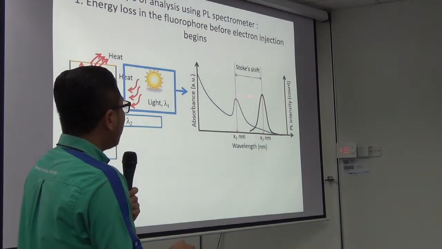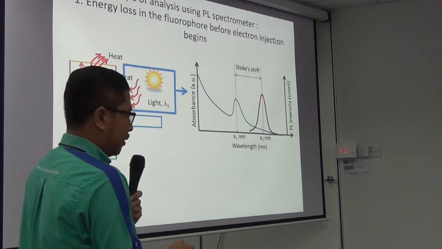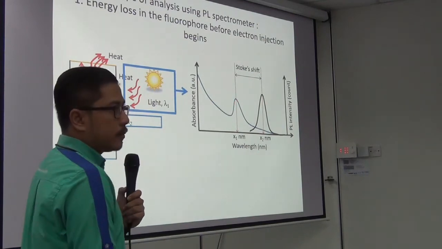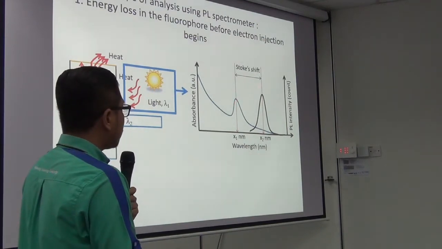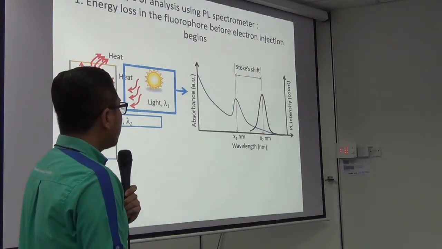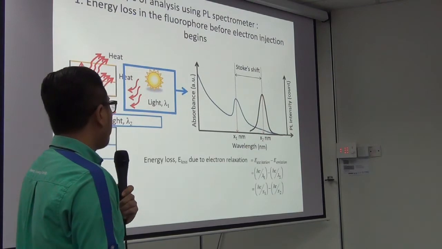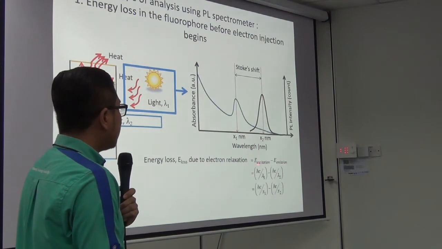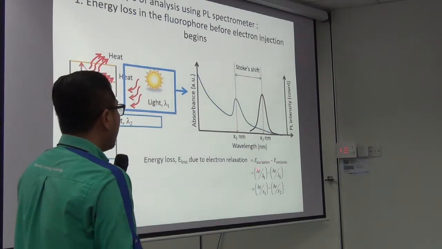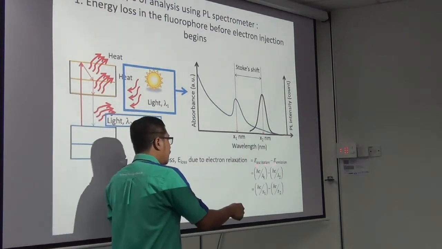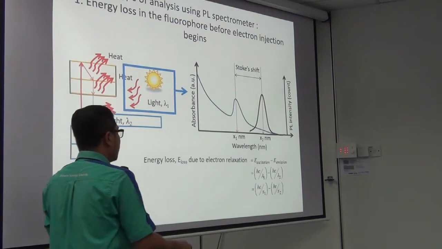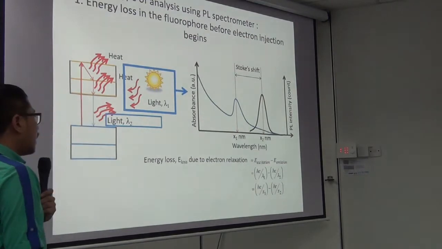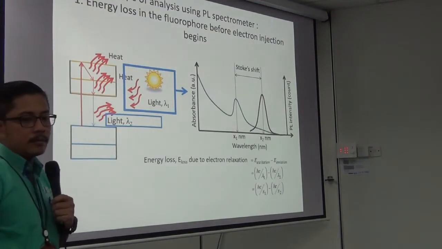And the difference in wavelength between the peak in the PL spectrometer graph and the peak in the absorption spectrometer graph is known as Stokes shift. Difference in wavelength. So from the Stokes shift, we could calculate energy loss easily. So energy loss due to electron relaxation is equal to energy of excitation minus energy of emission. Energy of light that is being used for the excitation and energy of the light that is being emitted by the sample. Simply calculate using hc over lambda 1 minus hc over lambda 2. Then we got the value. As easy as that.